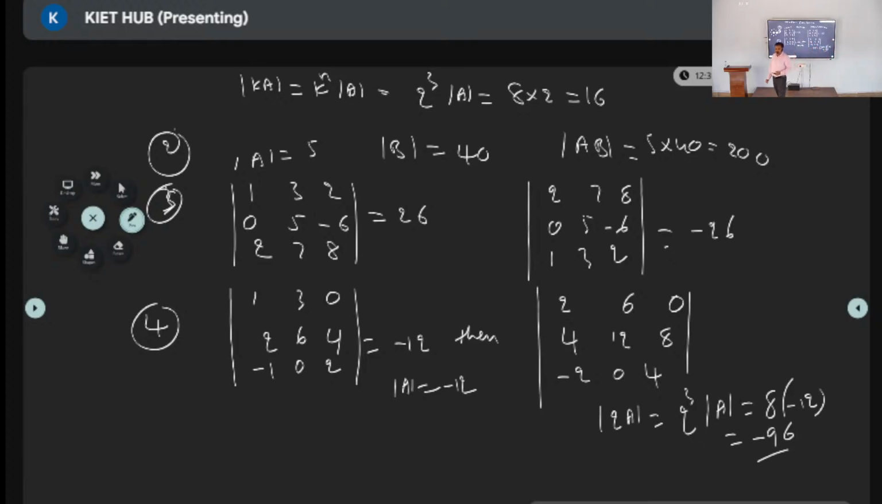But most of the students, what will they say? Minus 24. Most of the students will say minus 24. That is not correct. Minus 96 is the correct answer.